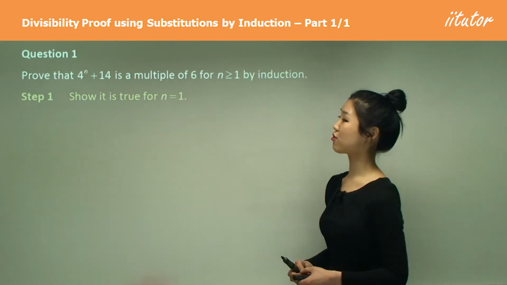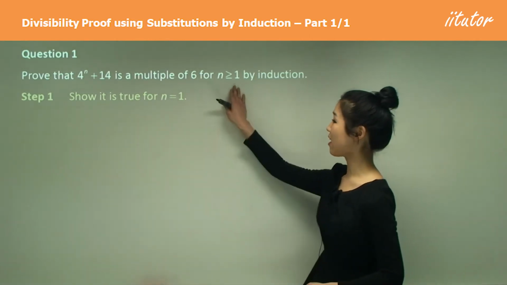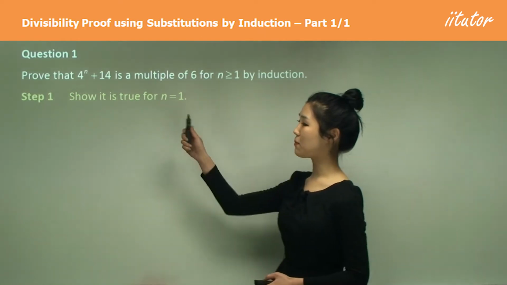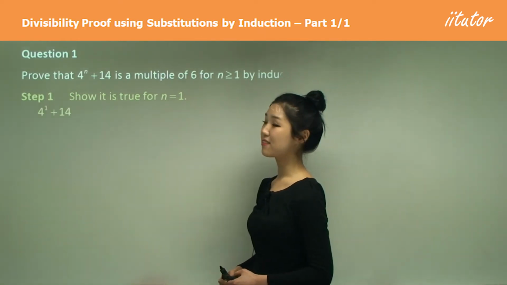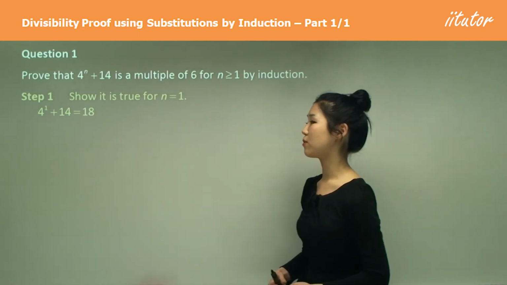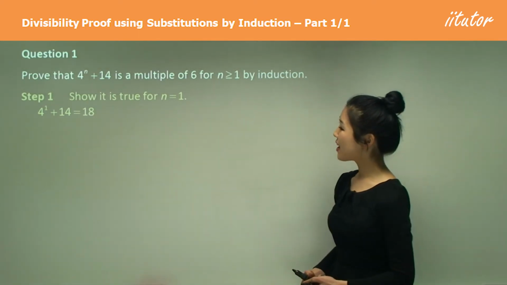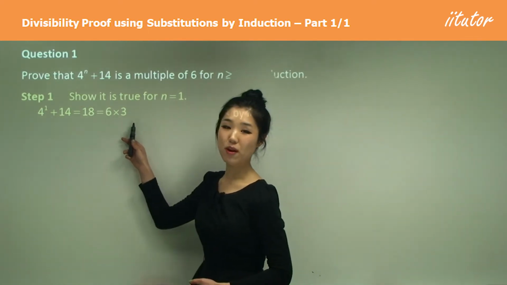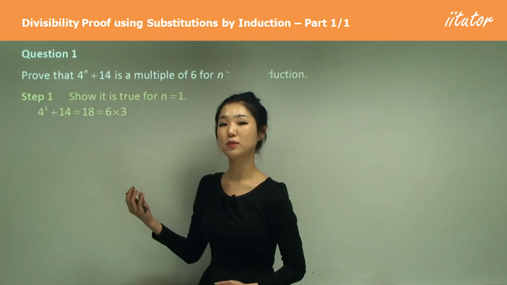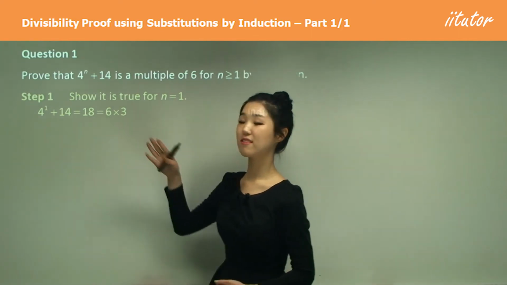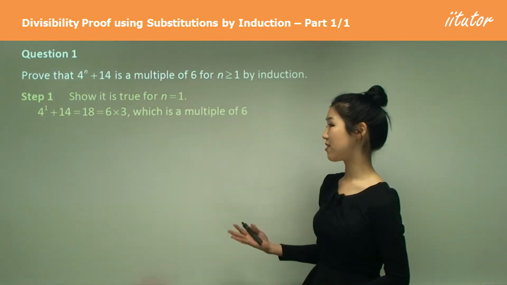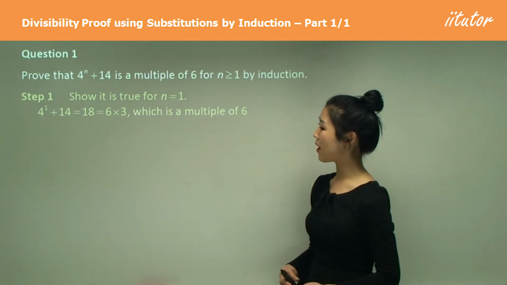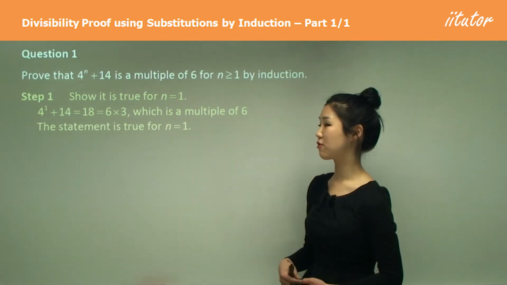We're going to show it's true for n equals 1 because it starts from 1, doesn't it? So we're going to show that it's true for n equals 1 by subbing in 1, just like this. Okay, and you know that 4 plus 14 is simply 18. Now, if we simplify that, it's going to be 6 times 3. 18 is a multiple of 6 because we know that 18 is 6 times 3. So therefore, we can just say it's a multiple of 6. Okay, so we've shown step 1. It's true for n equals 1.